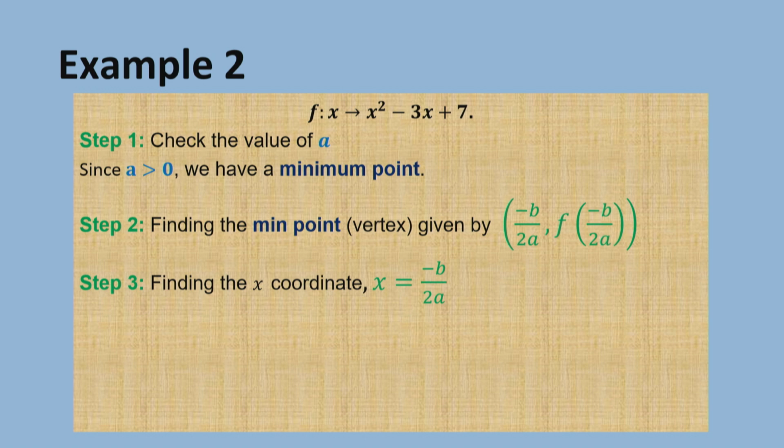So, to find the x coordinate, we just need to replace. Remember, in the function that you are given, a will be equal to 1, b is minus 3, and c is 7. So, when we replace, it's negative, negative 3. Just be careful here. That's why we need to put the brackets. So that's negative, negative 3 over 2 times 1. Remember, negative, negative is positive. So that's 3 over 2.